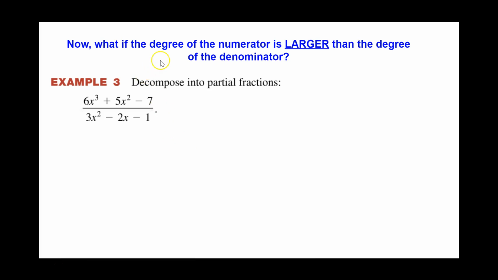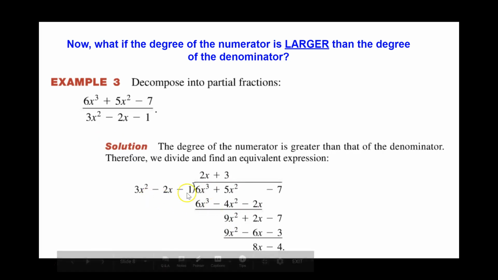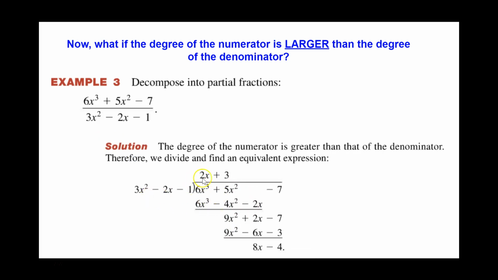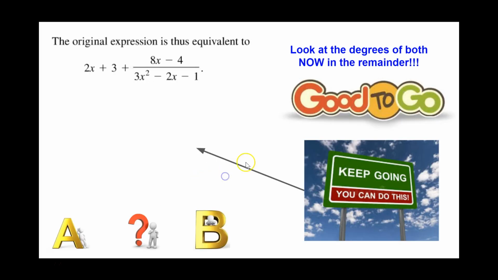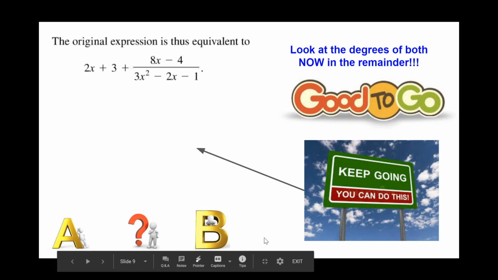So this is the example if the degree on top is larger than the degree on the bottom. This is when we have the one that's larger on top. So this is what we need to do. We go back and do our long division, and then we're going to take the 2x plus 3, put it in front, and then whatever our remainder is, that's what we're going to actually use for our partial fraction.